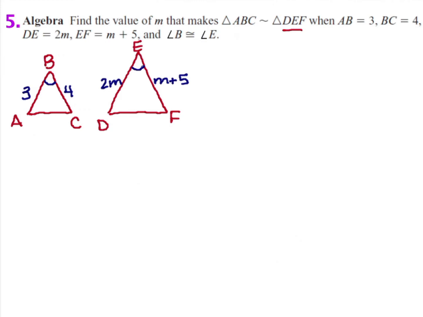And I'm looking for a value of m that forces those two to be similar to each other, meaning that that 3 would have to match with the 2m in the same way that the 4 matches with the m plus 5. What m value will do that? Let's solve for it.